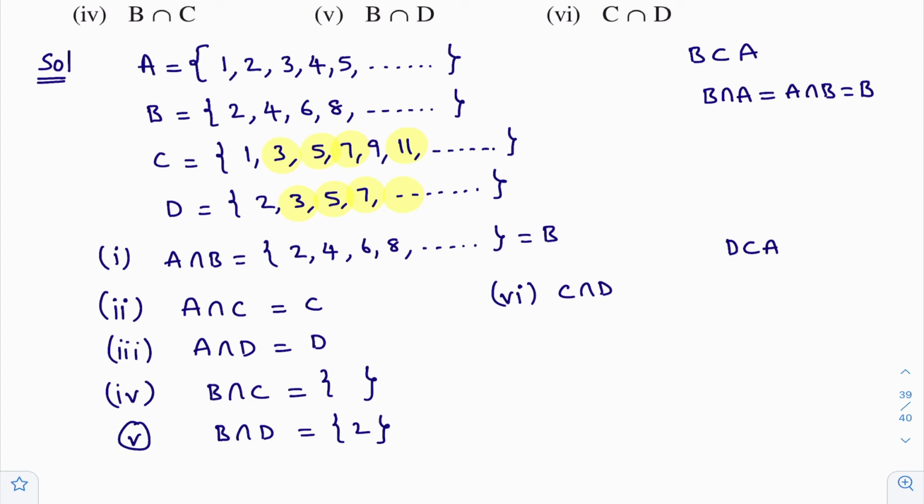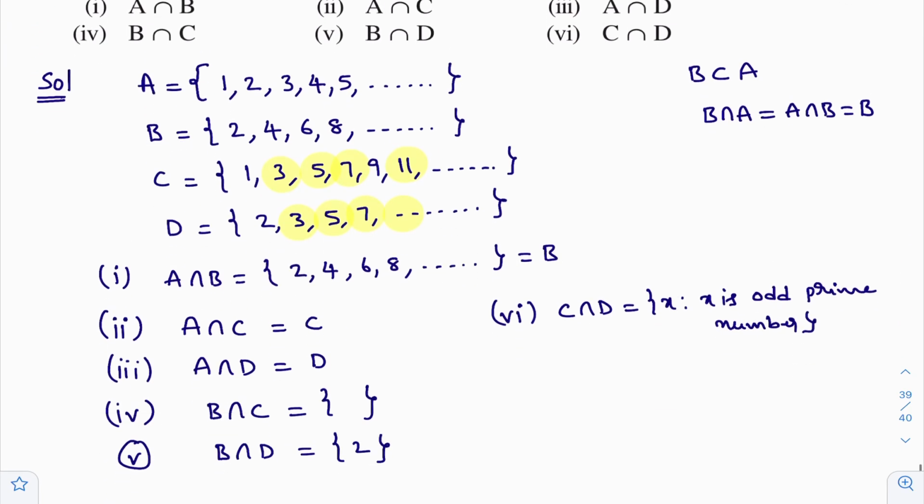So odd prime numbers, C intersection D is nothing but, I can write like this: x such that x is an odd prime number. We can write like this, right? I hope you understand this question number 7.